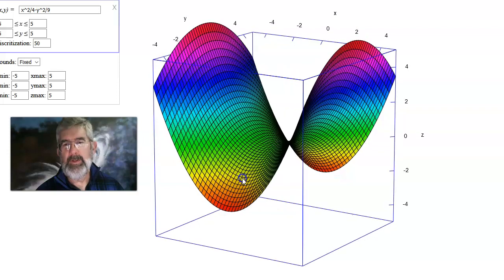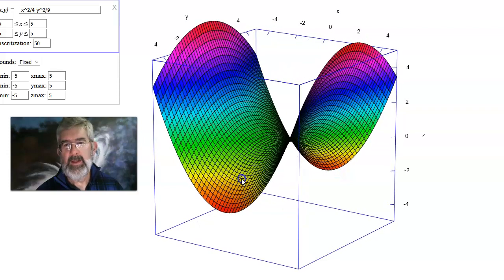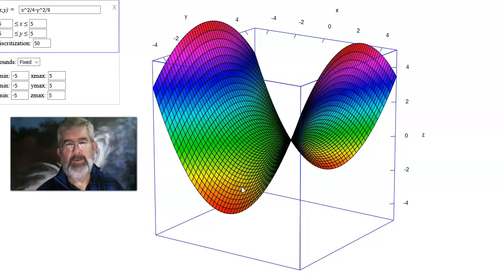Now, as I'm moving this around, I notice one thing. Like the hyperboloid of one sheet, these surfaces are what are called ruled surfaces. In fact, they're doubly ruled. Through each point, there's 2 lines that are completely contained in the surface.